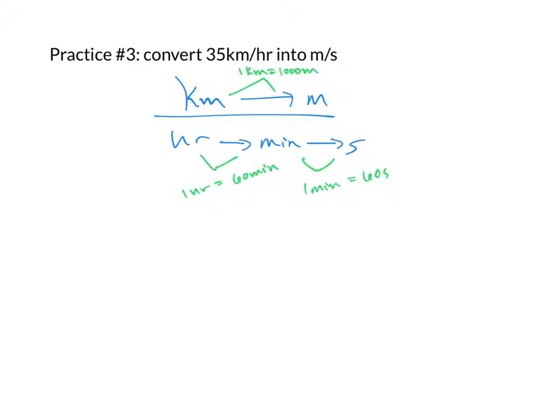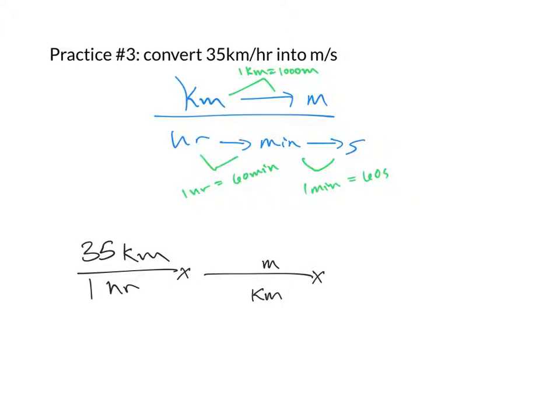So our first step was to identify the pathway. That's done here in blue. The second step is to identify the conversion factors. So those are done in green. So our third step is just to set up our system so that we can cancel out the units. So if we start with 35 kilometers per hour, this is 1 hour, we should set up to cancel kilometers. So kilometers will go down here and meters will go up here.